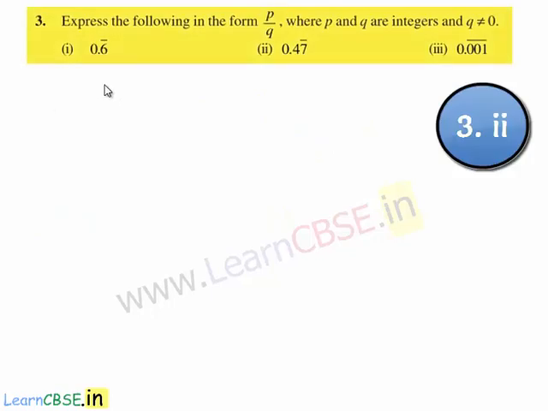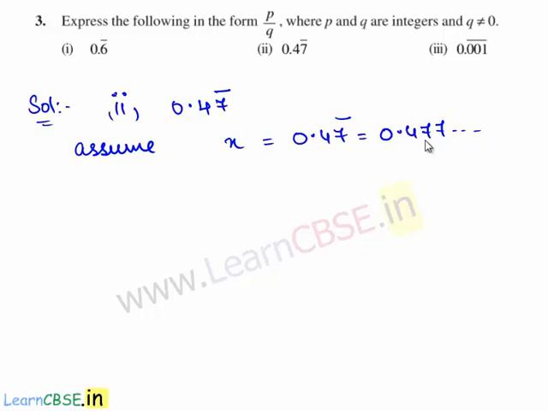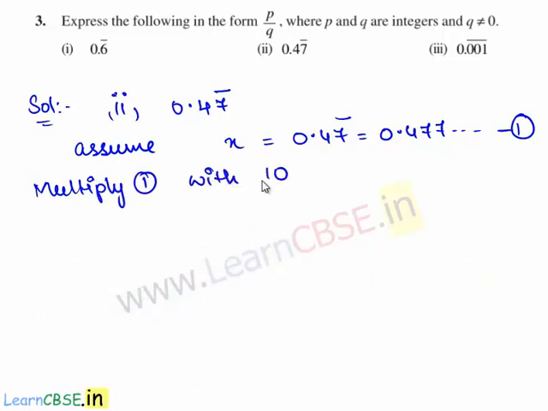Now let us move on to the second bit of the question. So the second decimal expansion given is 0.47 bar. So we shall assume the given decimal expansion as x. Therefore x is equal to 0.47 bar, which is 0.477 and so on. Consider this as equation 1. Since one digit is repeating in the given expansion, we multiply equation 1 with 10. That is 10 times x is equal to 10 times 0.47 bar.